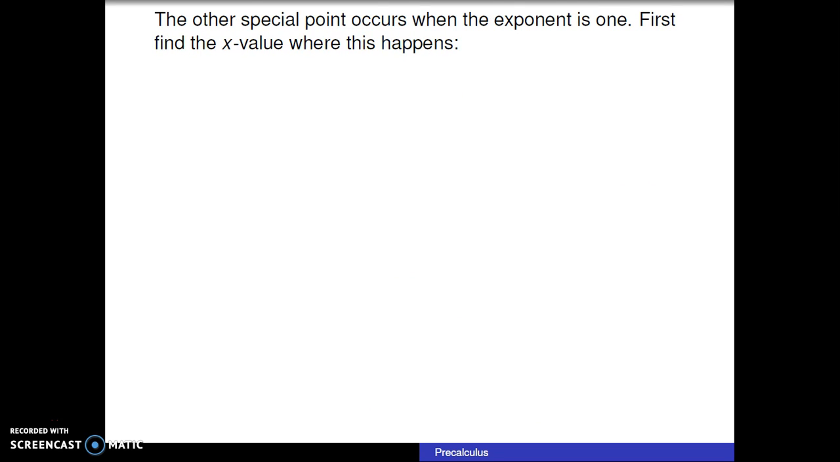The other special point happens when the exponent is 1. So first we'll find the x value where this happens. We want the exponent to equal 1. Again, 2 minus x was the exponent. We set that equal to 1. And we solve, we add x to both sides, subtract 1 from both sides, and we get x equals 1.